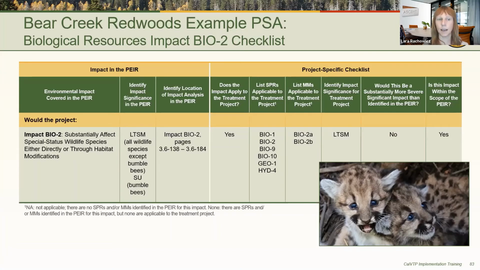On the right-hand side is the project-specific checklist populated for the Bear Creek Redwoods project. So following along here, yes, the impact does apply to the project. The applicable SPRs and mitigation measures are listed. The impact is the same for the project as for the PEIR, which is less than significant with mitigation. No, the impact is not more severe than identified in the PEIR. And yes, it is within the scope. Next slide.